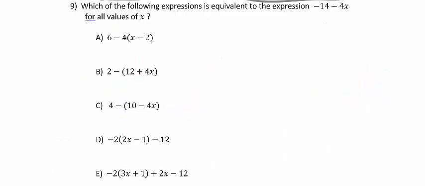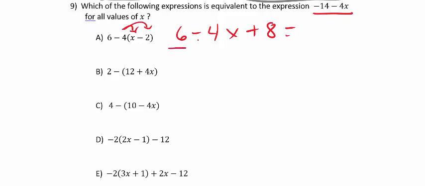We want to know which of the following expressions is equivalent to negative 14 minus 4x for all values of x. And to do that, we're going to have to simplify each one to see which one is equivalent. So when we distribute here, we're going to get 6 minus 4x plus 8. And then when we combine the 6 and the 8, that's going to be 14 minus 4x. Well, this one's not exactly the same thing because we have a negative 14 and here we have a positive 14. So it's not going to be this one.